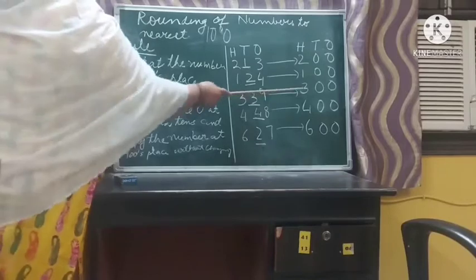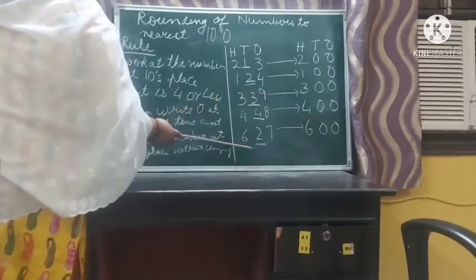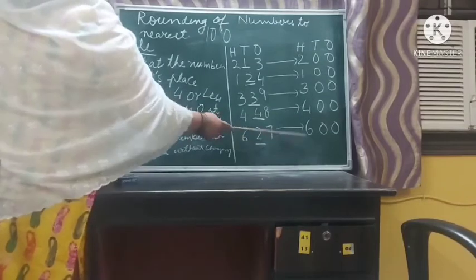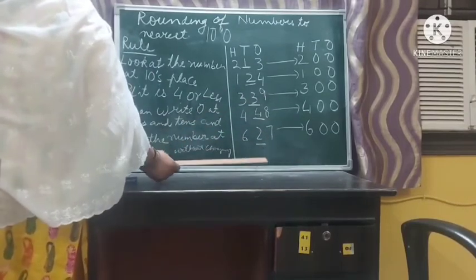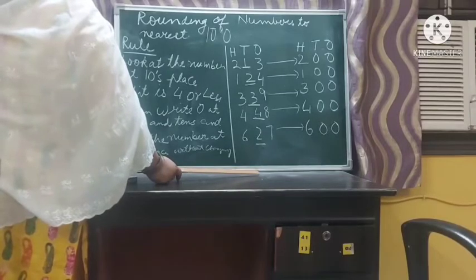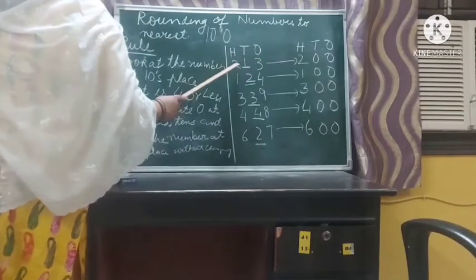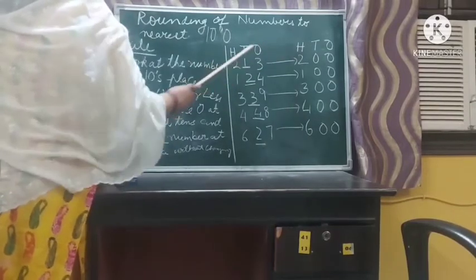Similarly, 339 will become 300. 448 will become 400. 627 will become 600. So when the number at the tens place is 4 or less than 4, then we write 0 at both places, at the ones place and at the tens place. And the number at the 100 place is copied as such.